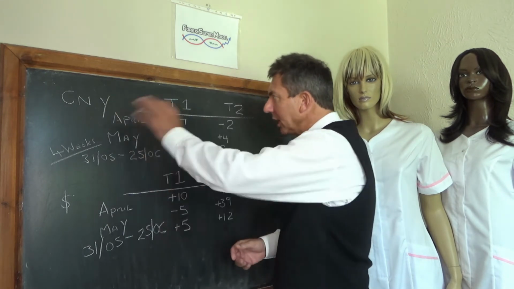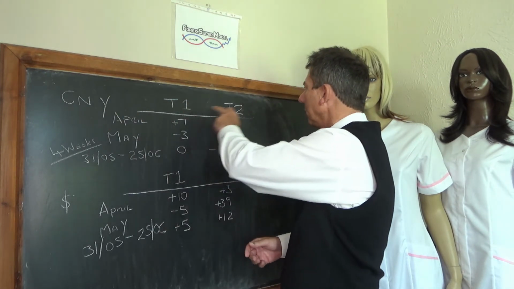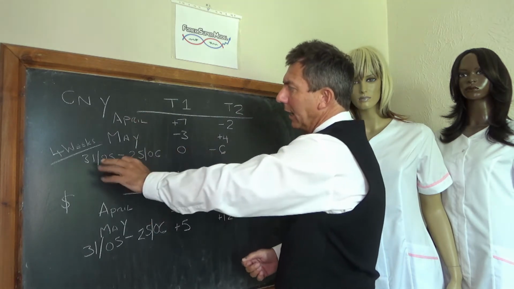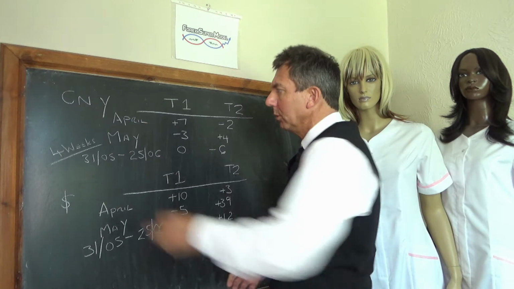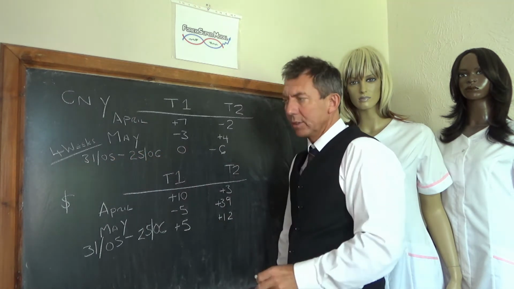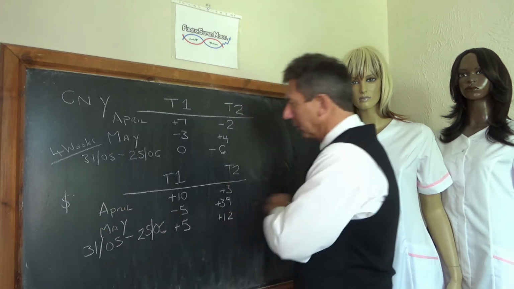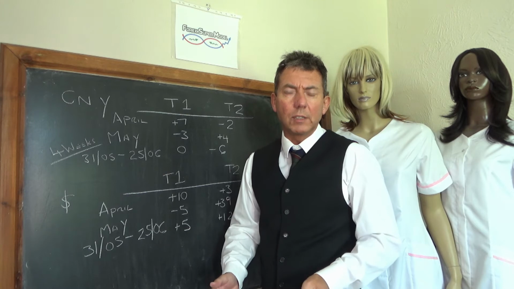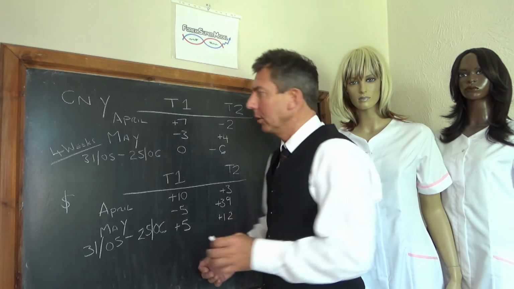China, CNY, T1 for Tier 1, T2 for Tier 2. We've got all of April, all of May, and the first 4 weeks of June, which in trading terms was the 31st of the 5th to the 25th of the 6th. And on the dollar we've got the same thing. So we're going to rattle through the complexes. There's 10 complexes, and then we're going to do the analysis. So anyway, here we go then.